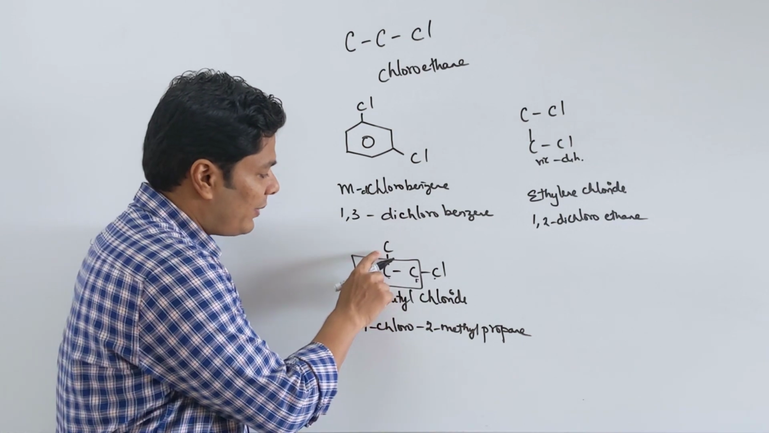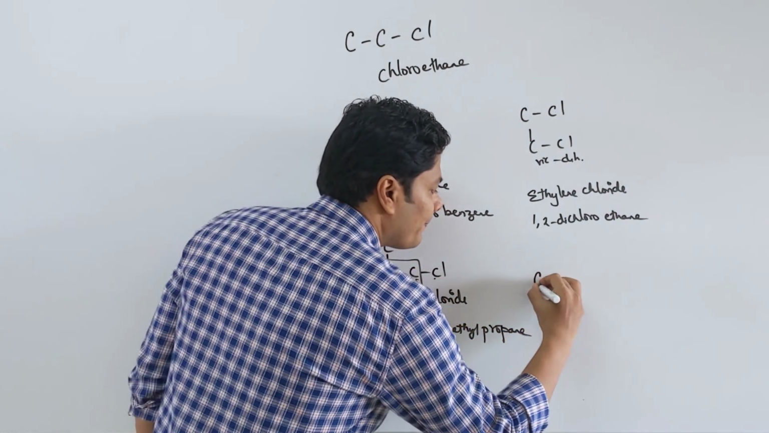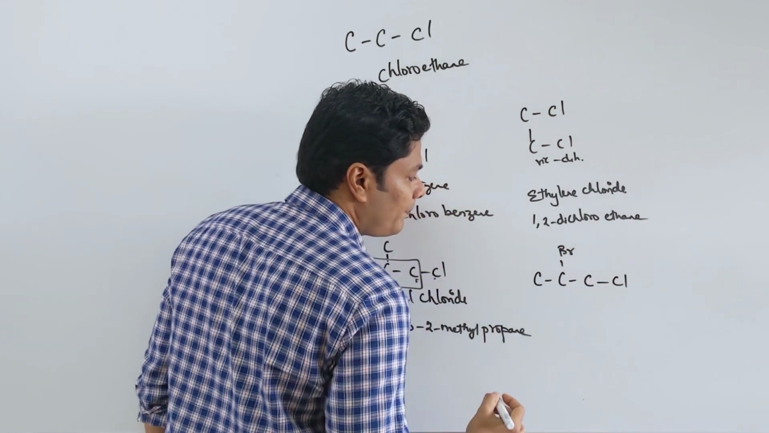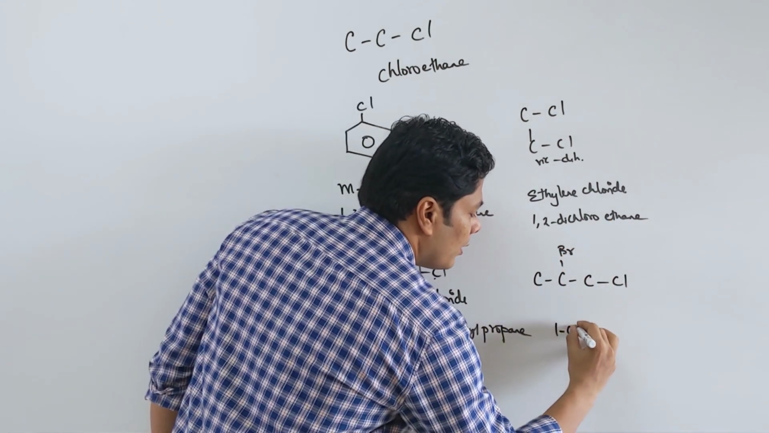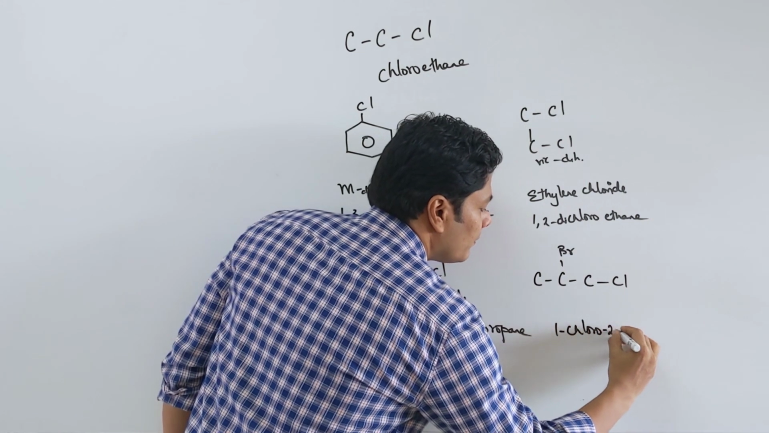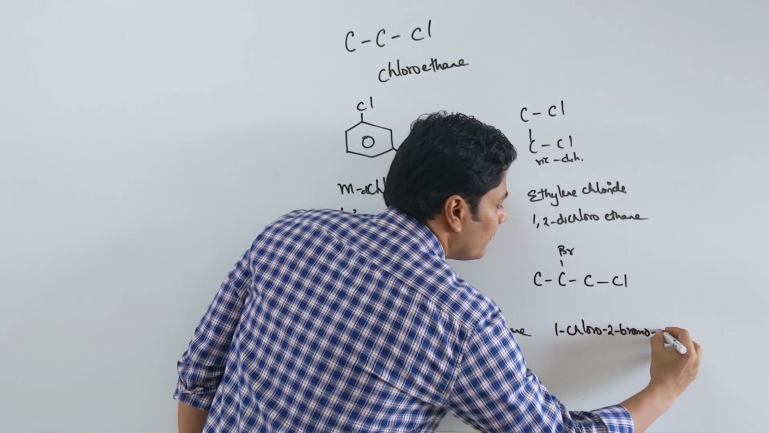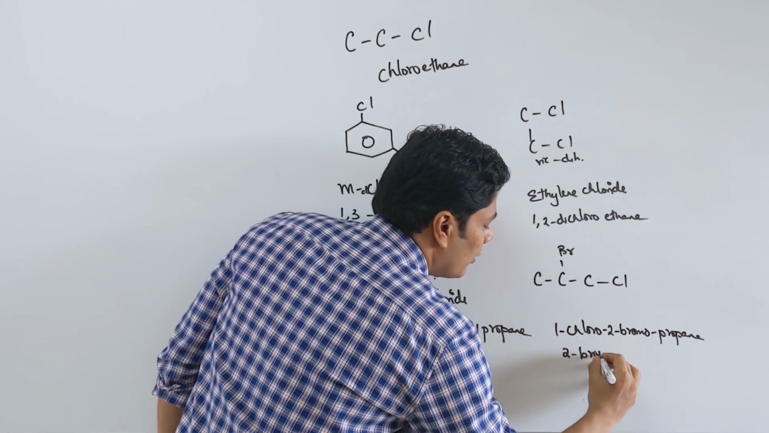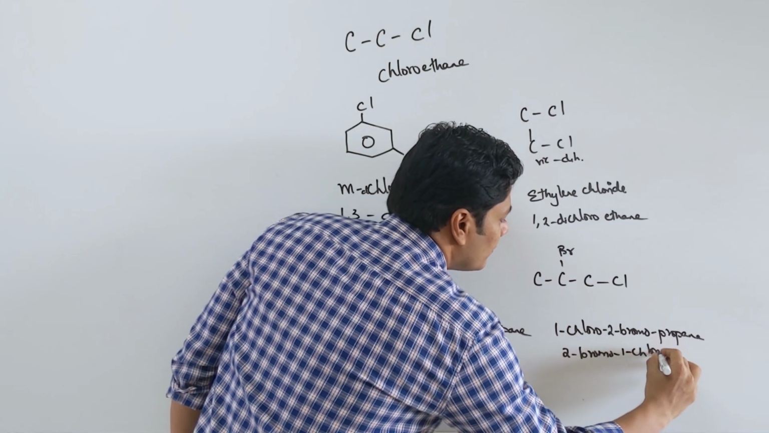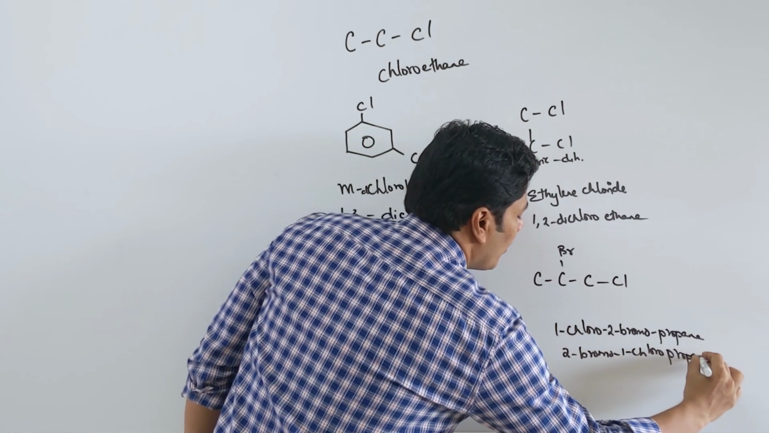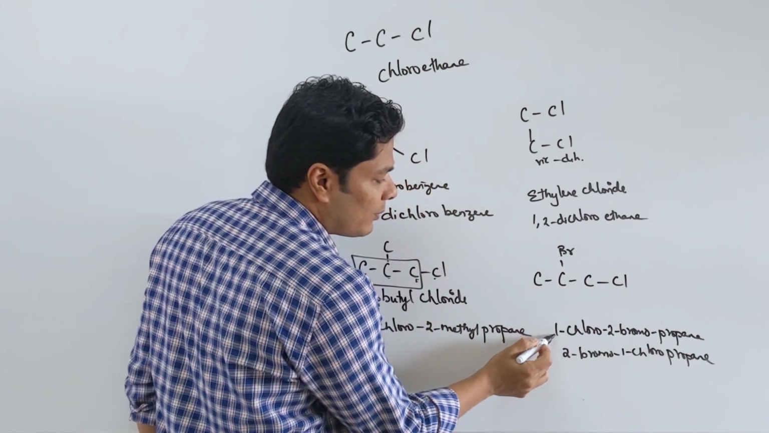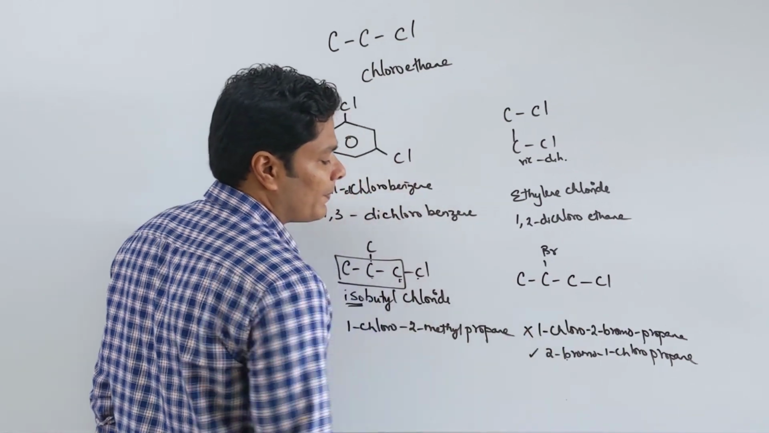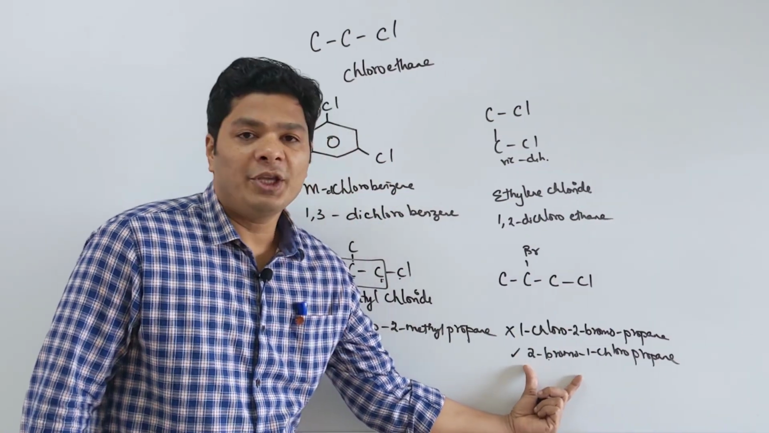For example, if I were to have a bromine here, let us just say Cl and Br. So I would have 1 chloro, 2 bromo, propane, or 2 bromo, 1 chloro, propane. Only one of them can be correct. Obviously, I don't care about my number, I care about my alphabetical order. So B before C, so this is correct, this is wrong. So this is the way you will do your IUPAC naming.